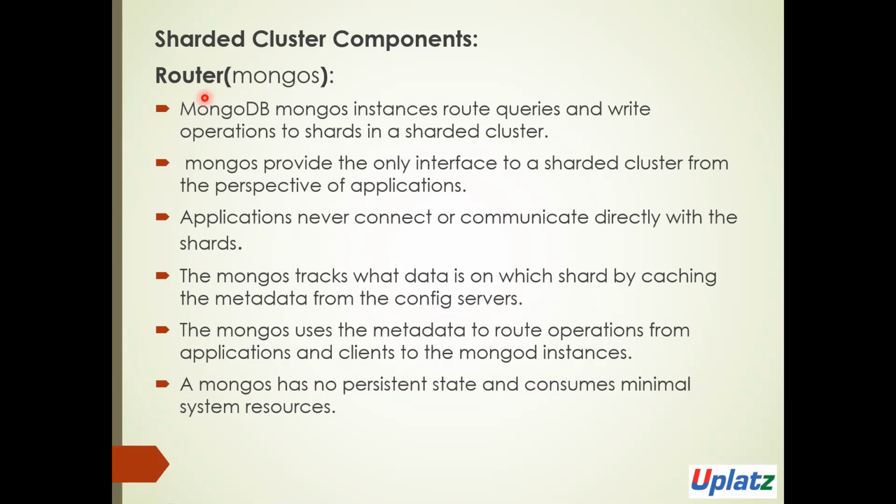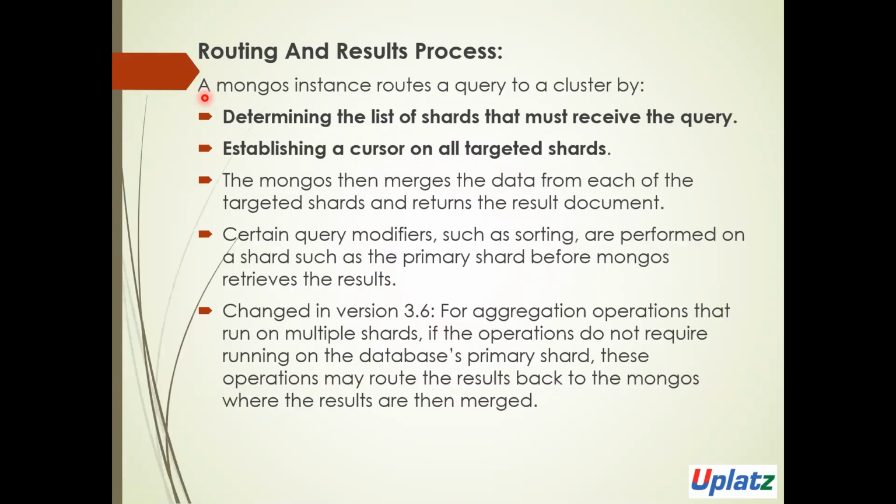So what it will do, this mongos tracks what data is on which shard by caching the metadata from the config servers. The mongos uses the metadata to route the operation from applications and clients to mongod instances. A mongos has no persistent state and consumes minimal system resources. So this is how the router works, and then the routing and result process.